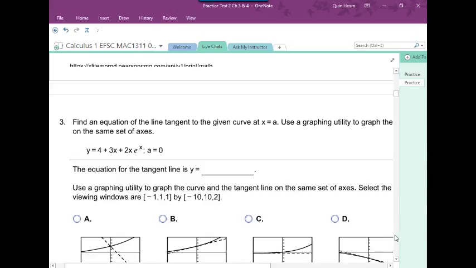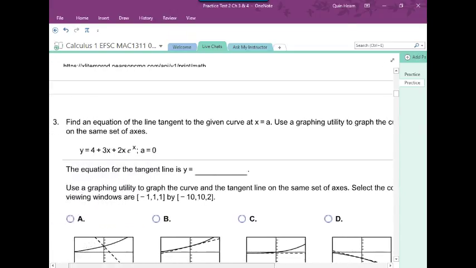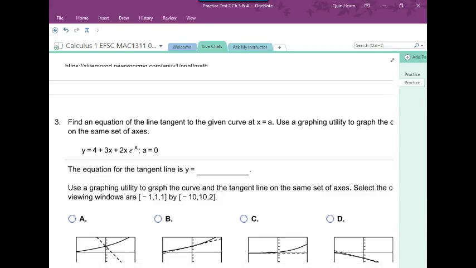Okay, this one says find an equation of the tangent line to the given curve at x equals a. Use a graphing utility to graph the curve and the tangent line on the same set of axes. And the function that they're giving us is y equals 4 plus 3x plus 2x times e to the x. So before we work this exercise, I just want to work an example similar to finding the derivative of this guy here.